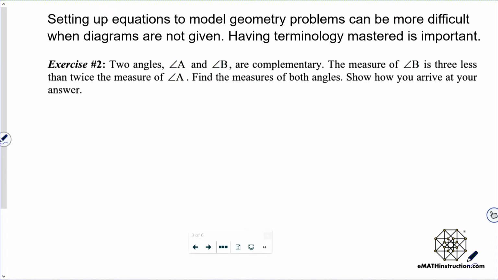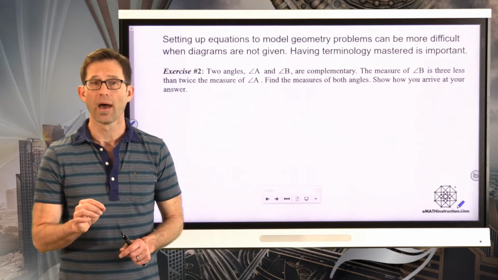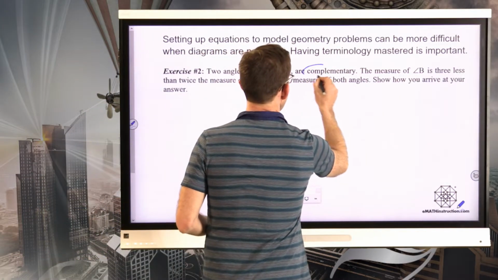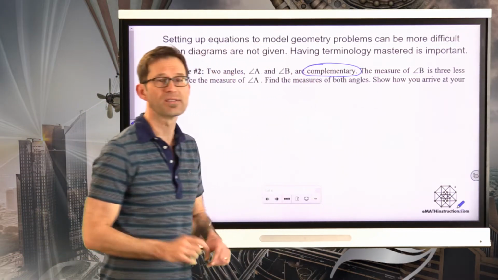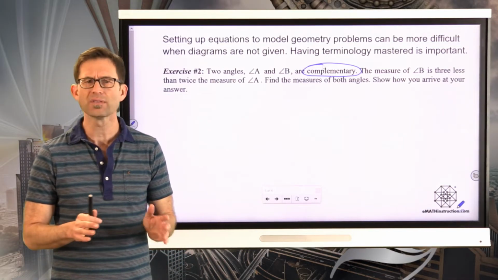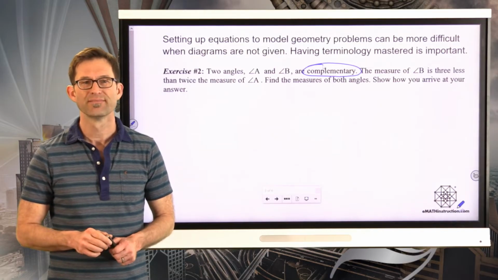Two angles A and B are complementary. The measure of angle B is 3 less than twice the measure of angle A. Find the measures of both angles. Show how you arrive at your answer. All right, so I'd like you to pause the video right now and try to work through this problem, given, of course, the fact that the two angles are complementary is absolutely key here. So pause the video now and see if you can set this up and figure out the measure of both angles.